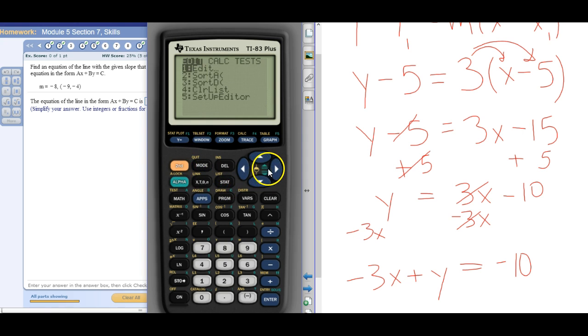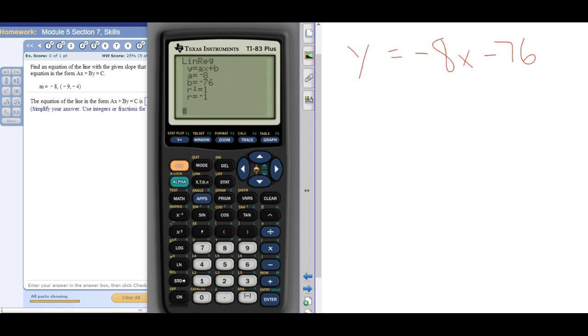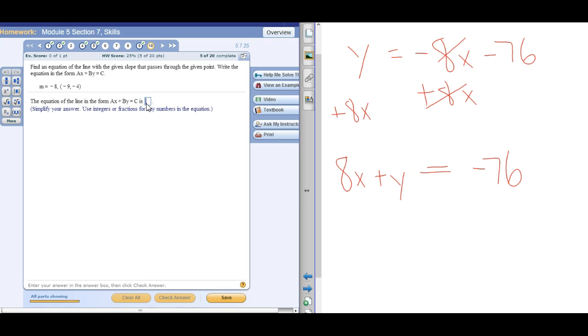Go to Stat, Calculate, LinReg, which is option 4 again. So there's our numbers. Negative 8x minus 76. So from right there, there's what the calculator is telling me the equation is. And then I'm going to add 8x to both sides because we want, once again, x and y together. So I'm going to rewrite this with x first. So 8x plus 1y, or just plus y, equals, again, the only thing over here on the right now is the negative 76. So 8x plus y equals negative 76. We would just write it in there exactly like that. 8x plus y equals negative 76.